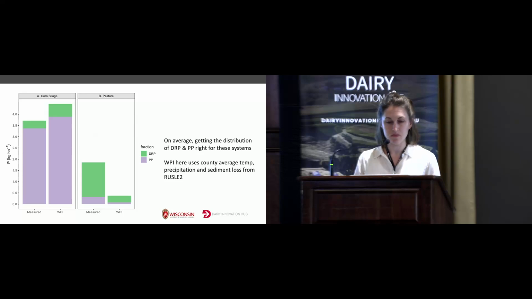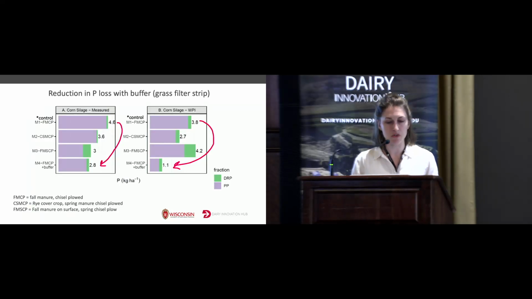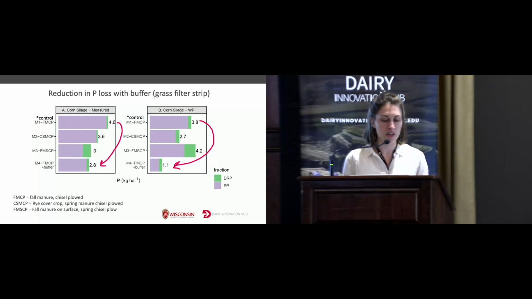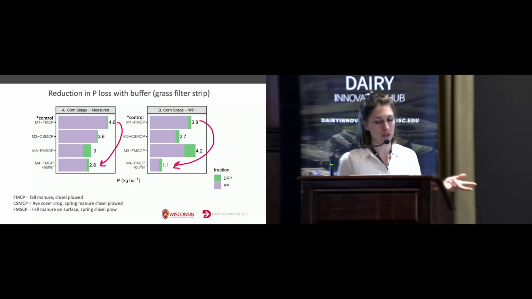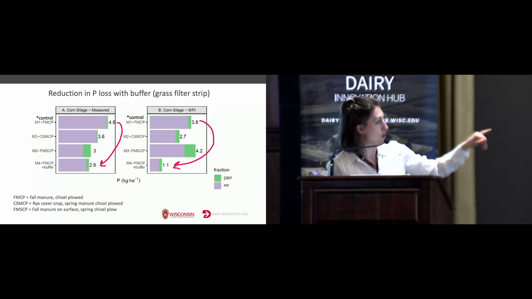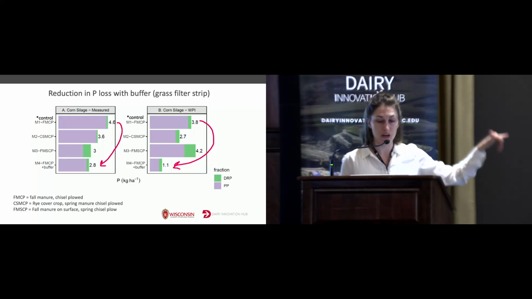The other question we wanted to ask was, when we dig more into some of those specific management practices that I described earlier, here's an example from corn silage: is the Wisconsin Phosphorus Index giving us some idea of the relative benefits of those different management decisions within a given system? So in the corn silage example, we have a control where we have a fall manure application that's chisel plowed, so it's incorporated. That would be at the top here where I have the control with the star. And then we also have a treatment that involves a buffer or a grass filter strip, and that would be at the very bottom.